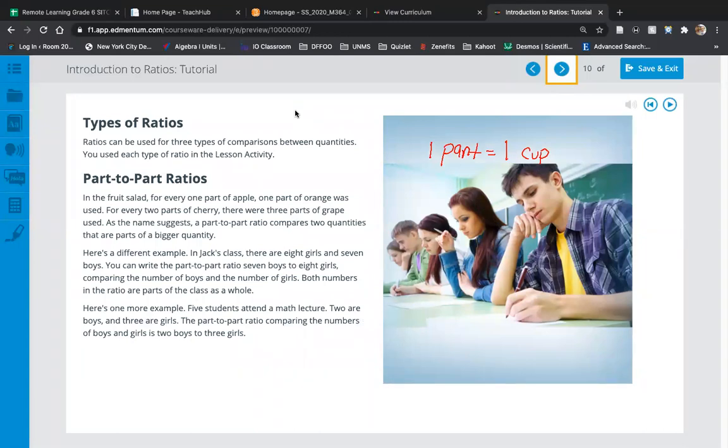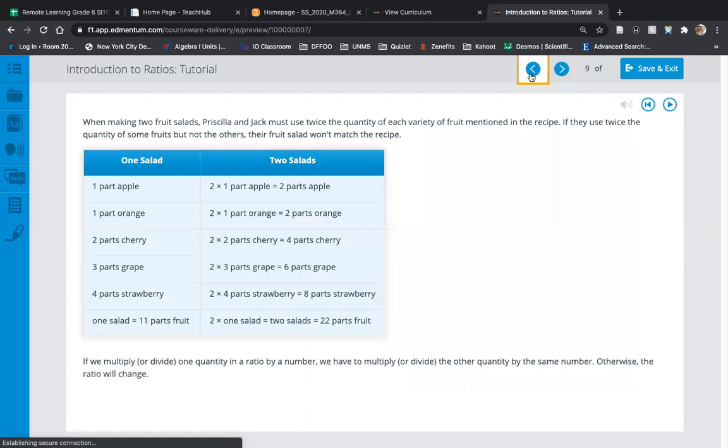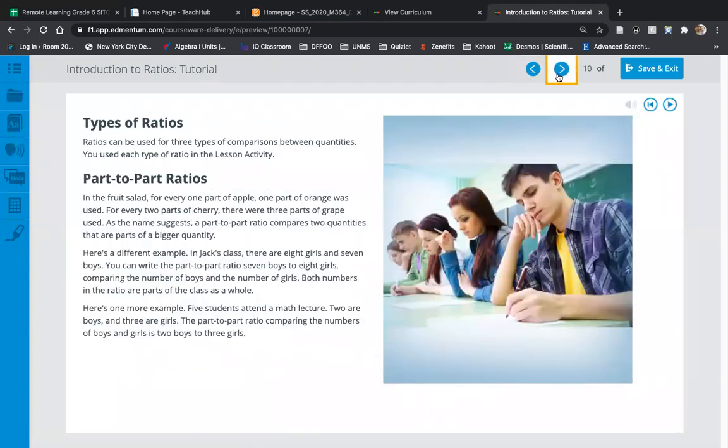So when you're talking about part-to-part ratios, you're just comparing the different parts of the ratio, if that makes sense, right? So let's say I was talking about this fruit salad here. I could say that I have 1 part of apple to 3 parts grape. I'm just comparing the different parts with each other. I could say I have 4 parts of strawberry to 2 parts cherry. So anytime I add 4 cups of strawberries, I also need to add 2 cups of cherries, right? That's what a part-to-part ratio looks like.